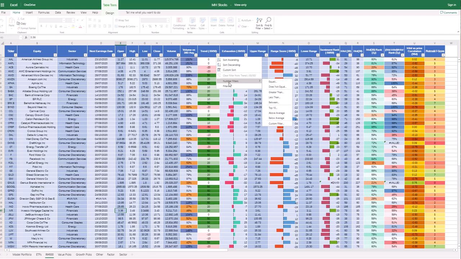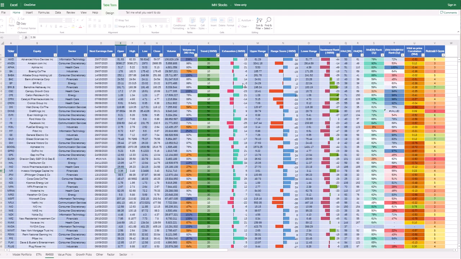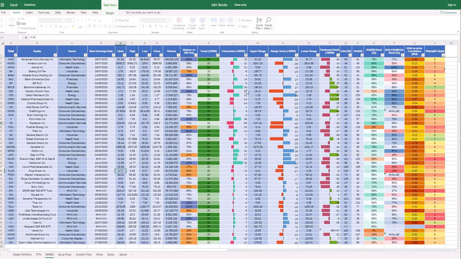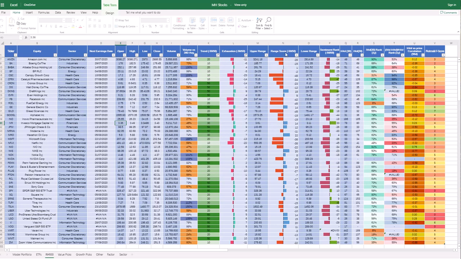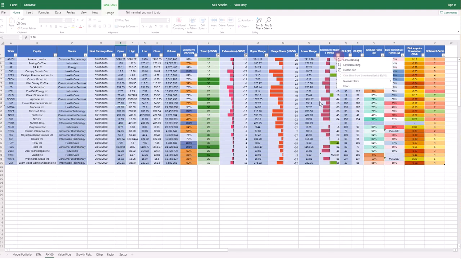So we say, okay, let's filter this greater than 0. So we now find everything that's a bullish trend. Right, done. And then we say, okay, I want something that is not exhausted. So I want it less than, say, 10. So not exhausted. Right, and now I want a range score below average. And then I'm going to sort this by sentiment.